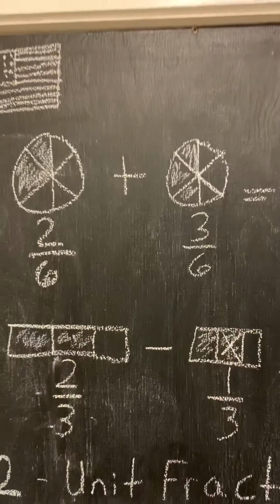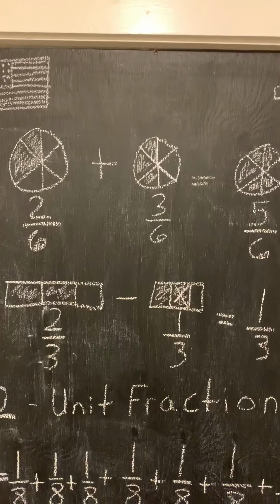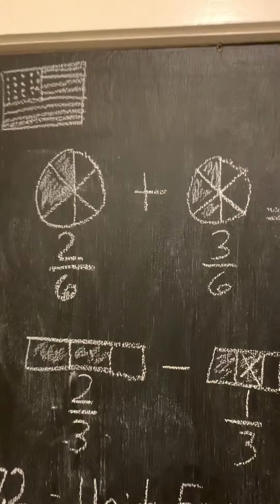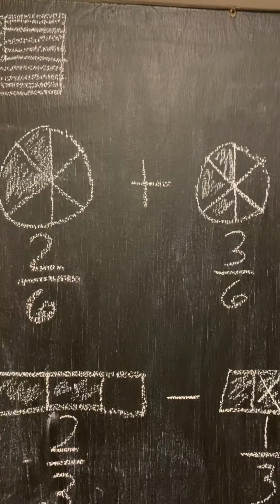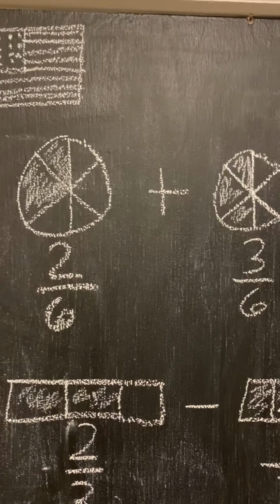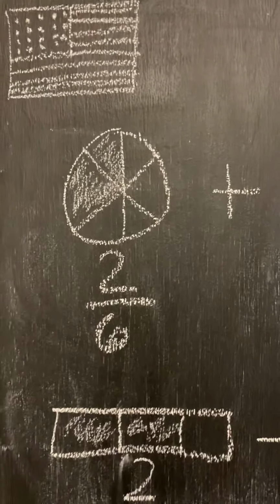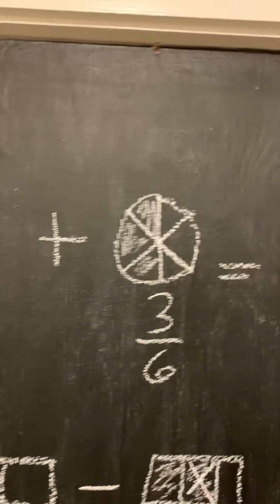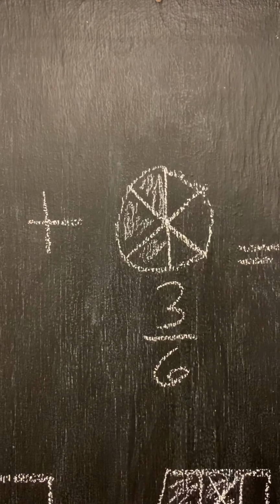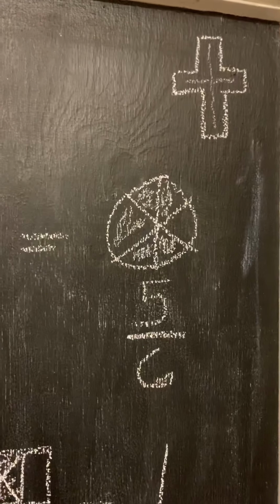7.2 math, fractions. We're going to be talking about unit fractions today. Really quickly, let's do a review of 7.1. We have models here, basic addition with fractions. 2/6, you see we've got 2 parts over 6 total parts. 2/6 plus 3/6 equals, you got it, 5/6.